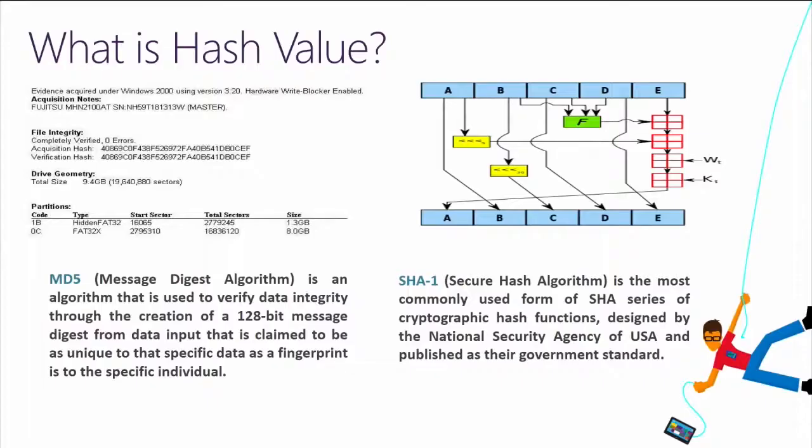So hashing could be via MD5 or SHA-1. It's basically evidence. If you check the slide, you can see the acquisition hash and the verification hash, which are both the same, which proves that nothing has changed. MD5, the message digest algorithm, is used to verify data integrity, and it creates a 128-bit message digest from data input that's claimed to be unique to a specific data fingerprint. SHA, the secure hash algorithm, is one of the most commonly used cryptographic hash functions. It was designed here in the States and published as a government standard.